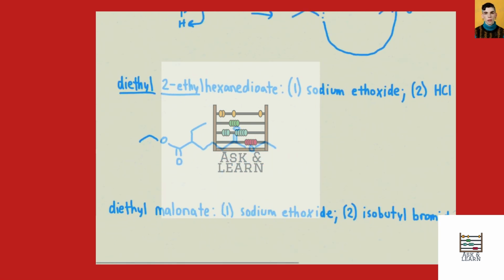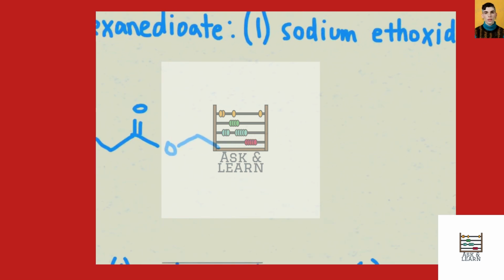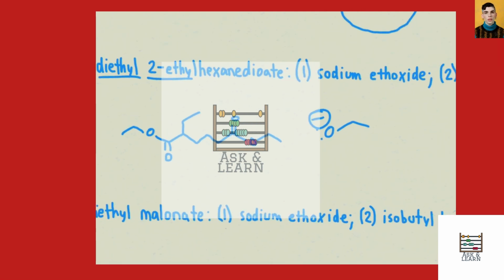Now let's go ahead and react it with sodium ethoxide. This sodium ethoxide is going to look like this. I'm going to have my basic ethoxide. That ethoxide is going to have a choice. It can either deprotonate this alpha carbon, or it can deprotonate this alpha carbon. The question is, which one is it going to deprotonate?